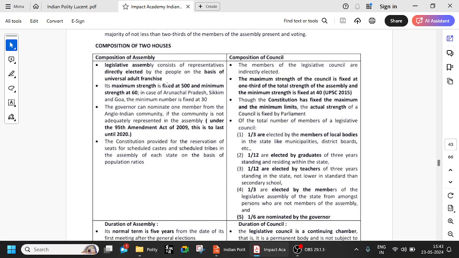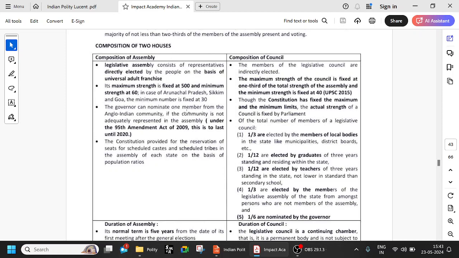Okay, so its maximum strength is fixed at 500 and minimum at 60. In case of Arunachal Pradesh, Sikkim and Goa, minimum number is fixed at 30 because they are very small states. Arunachal Pradesh, Sikkim and Goa, minimum is 30 only. But in other cases, you have to have minimum of 60.